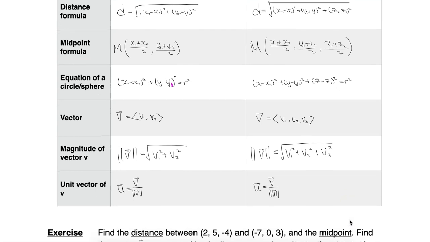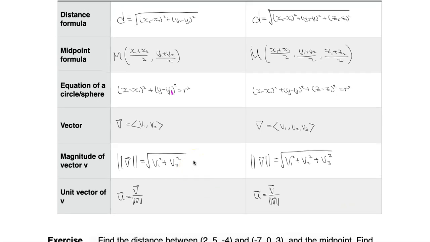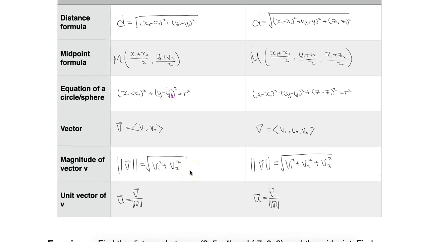Vectors we mentioned, magnitude of a vector. This is very strongly related to the distance formula because the magnitude of a vector is the distance between the tail and the head, the initial point and the end point. Finally, one formula that doesn't even change is how to find a unit vector. In 2D, you take the vector's components and you divide each one of them by the magnitude. Same with 3D. Of course, there are 3 components now, and to find the magnitude, it's a little bit different, but the general formula is just the same.